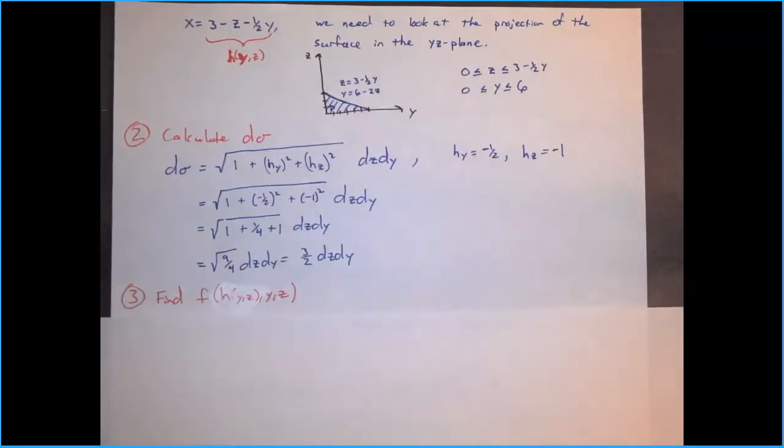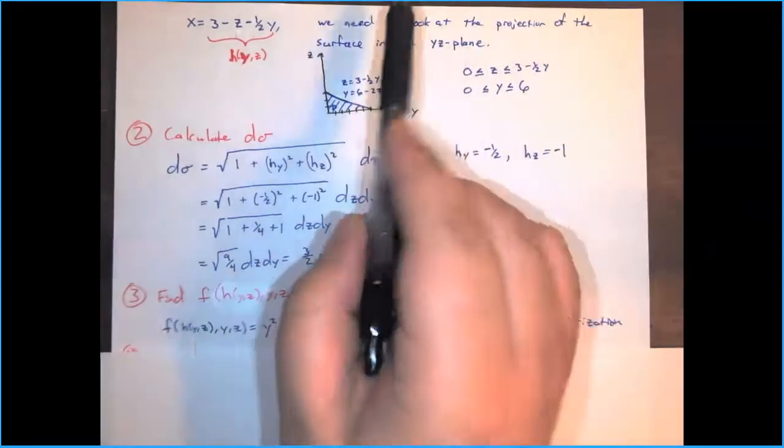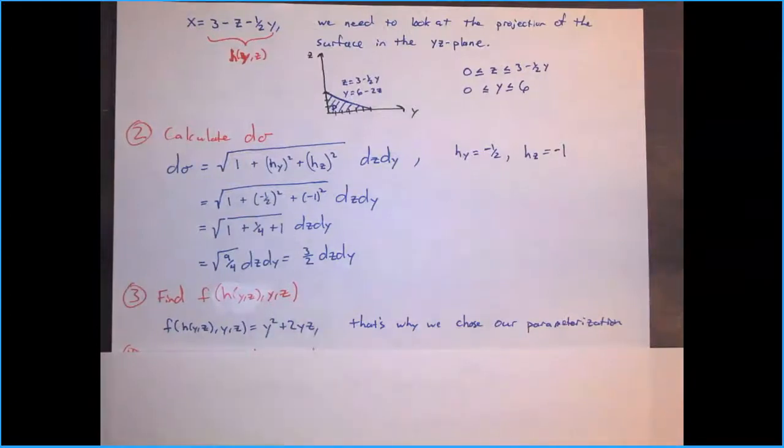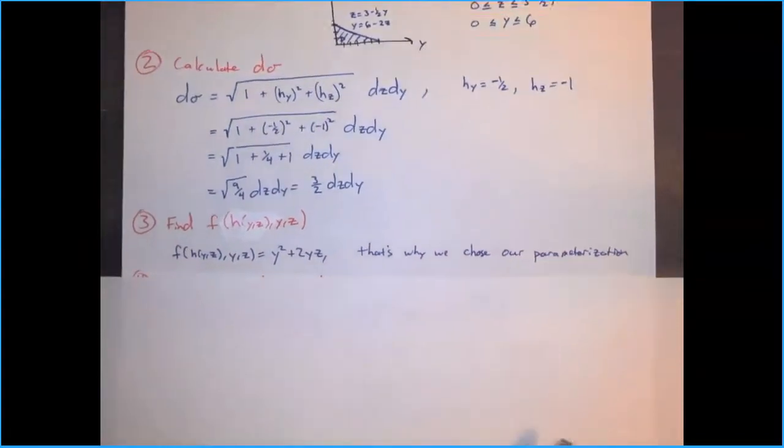Next, I'm going to define my function on the surface, but that's already done. That's the reason we chose this parameterization. Remember, there were no x's in here, so normally I would have to plug this function in wherever I see an x, but there are no x's, so my function just stays exactly the same. This is the same function. Now I'm just restricting it to that surface, that plane.